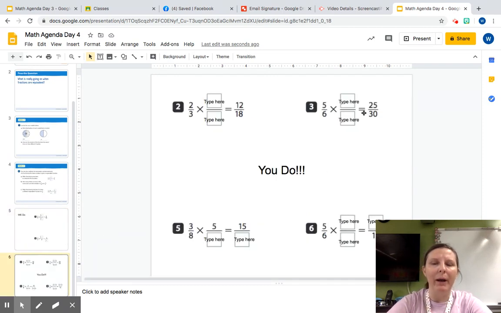So here's your homework page. You have 2 problems that are like the first problem we did, and you have 2 problems that are like the bottom problem that we did. Once you get it finished, you turn it in to Google Classroom to get your credit.